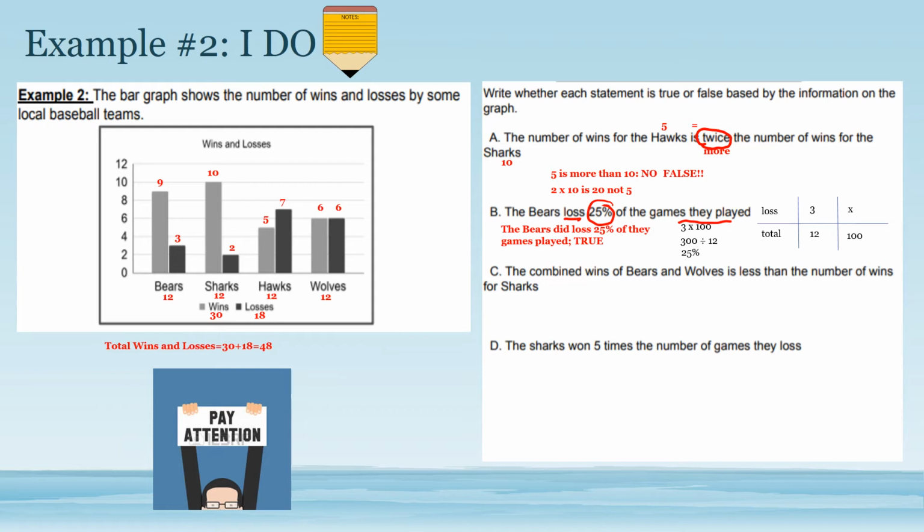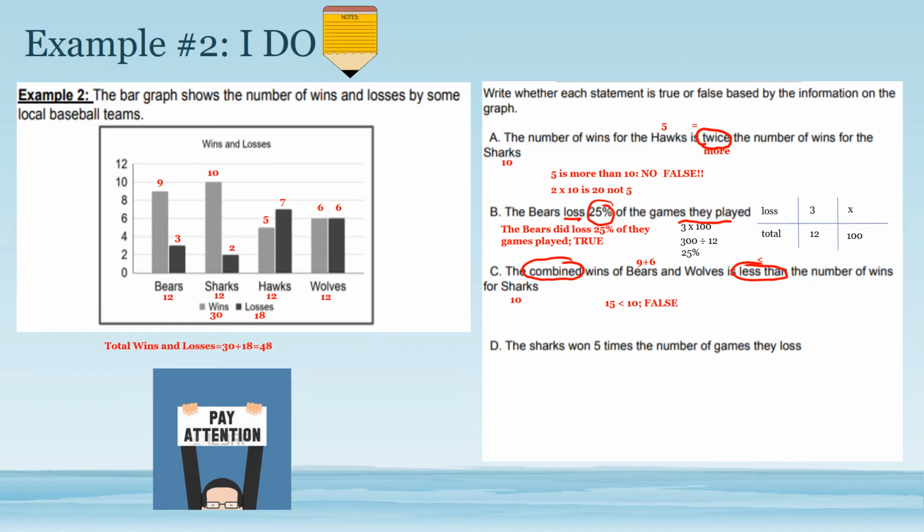C. The combined wins of Bears and Wolves is less than the number of wins for Sharks. Remember, we're talking about our comparison words. We're combining and we're using the words less than. So the combined wins, Bears is 9, Wolves is 6, so 9 plus 6, is that less than, we're going to use our less than symbol, the number of wins for Sharks. Sharks wins is 10. So 9 plus 6 is 15. Is 15 less than 10? No, 15 is greater than 10. Therefore, this is a false statement.